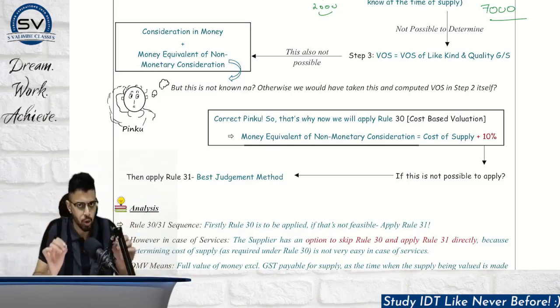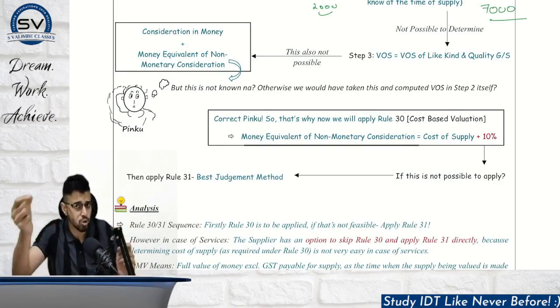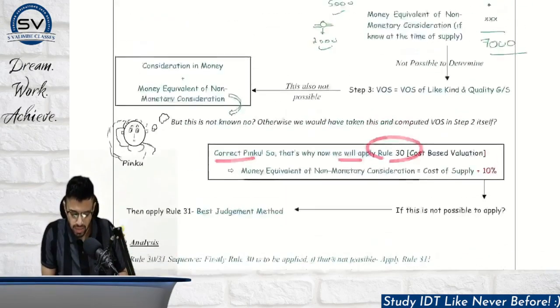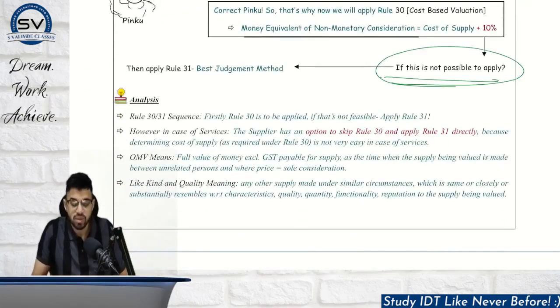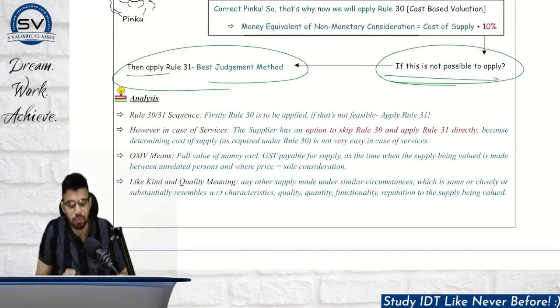Okay. One important point to be noted. Normally we go in sequence, that is we apply rule 30 first. If you are not able to apply rule 30, we go for rule 31. But in case of service provider, because determining cost of service is comparatively difficult than goods, the supplier of service has an option. He can use rule 31 before rule 30. Okay, now see, we will apply rule number 30, that is this portion will be calculated as cost plus 10%, and this you already have. Okay, this is done. But if this is also not possible, that is we are not able to apply rule 30 even here as well, then we will apply rule number 31, best judgment method.